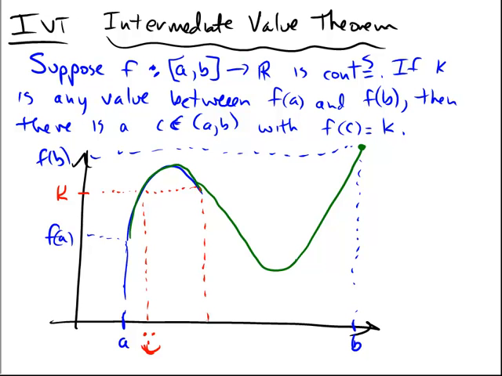This right here would also be a happy point that gives me c, and this one over here would give me a happy point that would be a potential c value. So there may be more than one, but we know that there's at least one. That's what the intermediate value theorem dictates. Okay, now watch this proof.